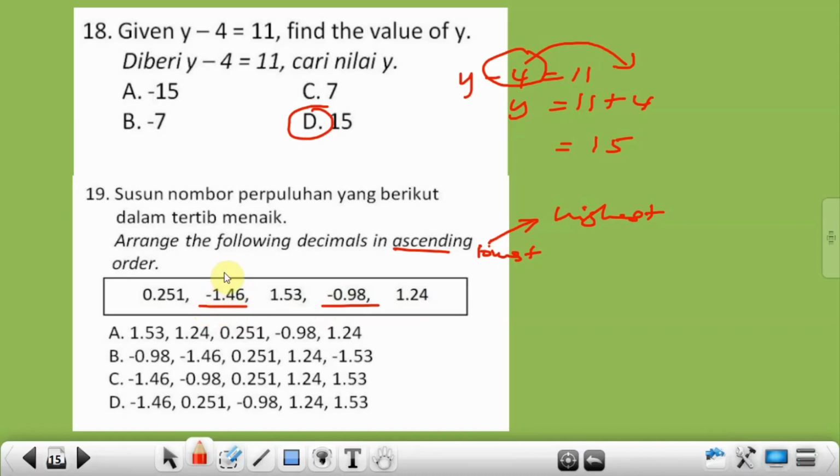So it starts with negative 1.46, followed by negative 0.98. Then we go to the positive numbers, which is 0.251, and next is 1.24. This is fourth, and the last one, the highest number, is 1.53. So it starts with this one. Yes, so this will be the answer C.